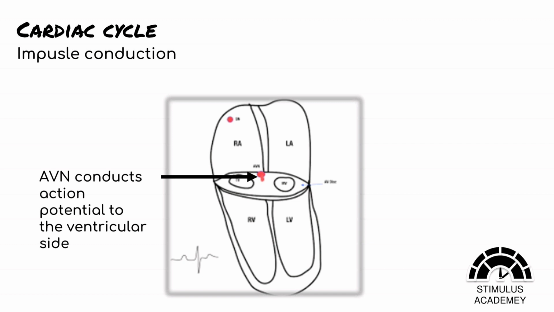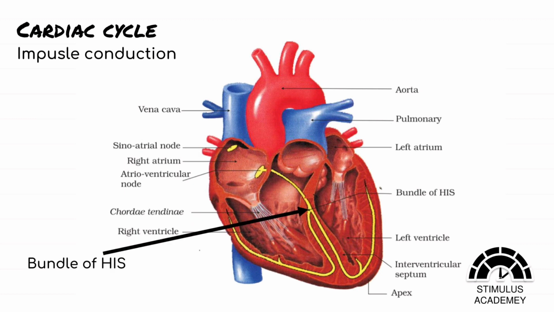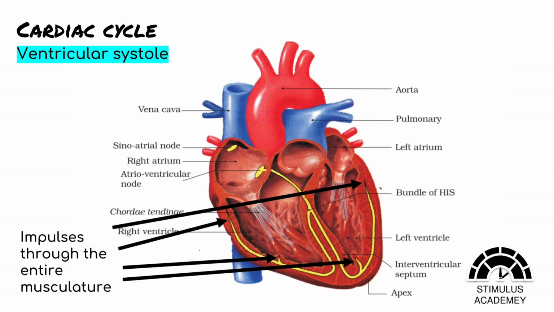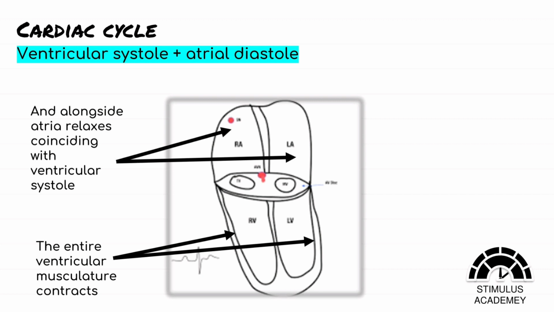The atrioventricular node conducts the action potential to the ventricular side. To be more specific, the AV node and the AV bundle conduct the action potential to the ventricular side. And from here, the bundle of His transmits the action potential through the entire musculature. The entire musculature contracts, and this is called ventricular contraction or ventricular systole. And alongside, the atria relax, coinciding with the ventricular systole.